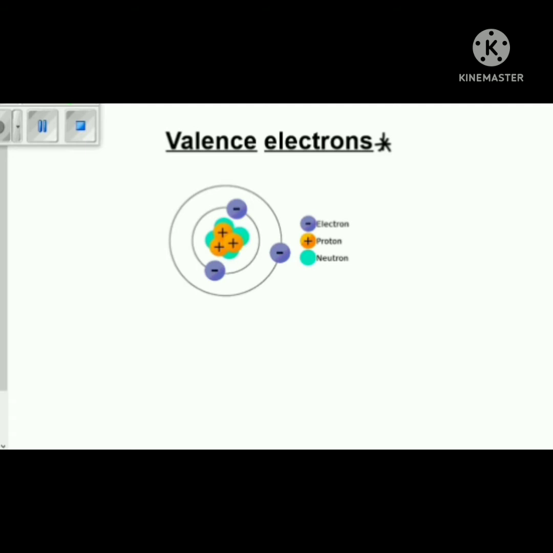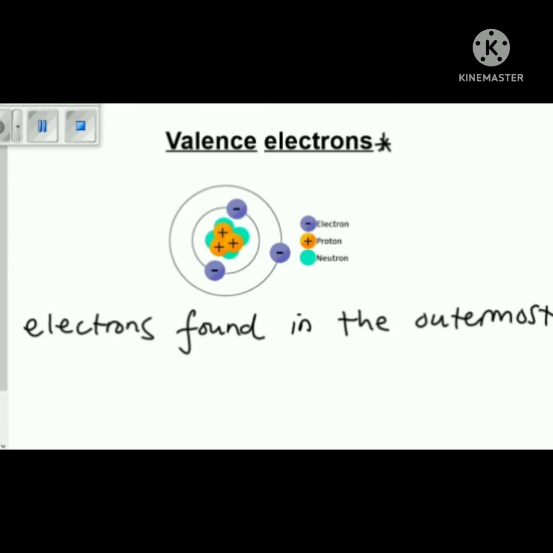Valence electrons are these electrons found in the outermost shell or orbital. So this is the definition, or this is how we define valence electrons. These electrons are found in the outermost shell or orbital.